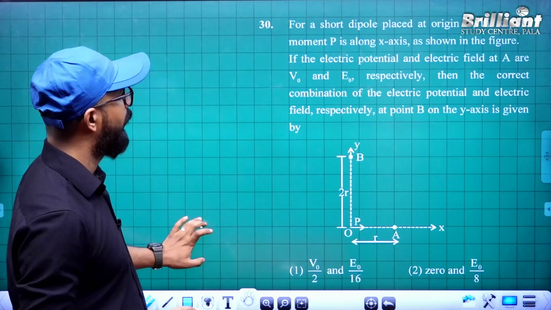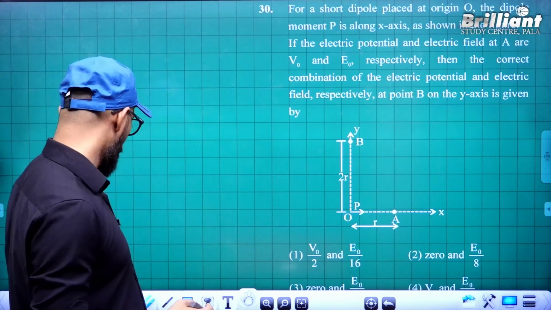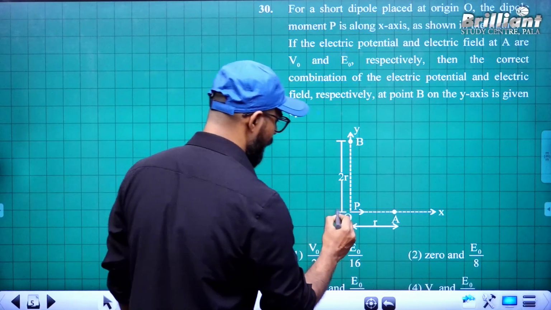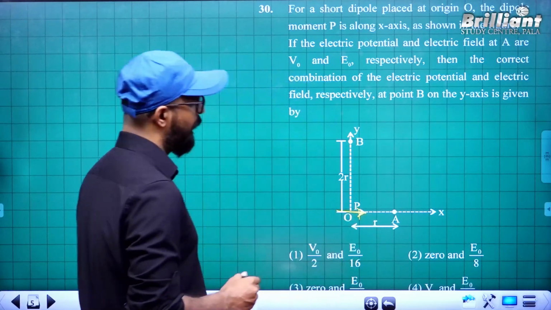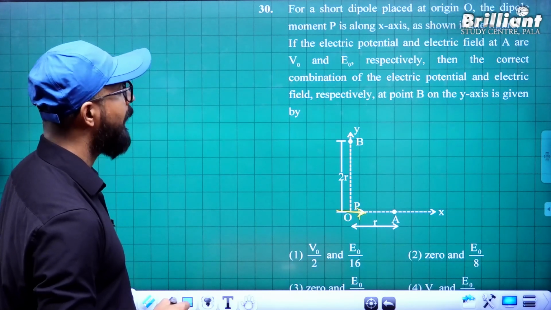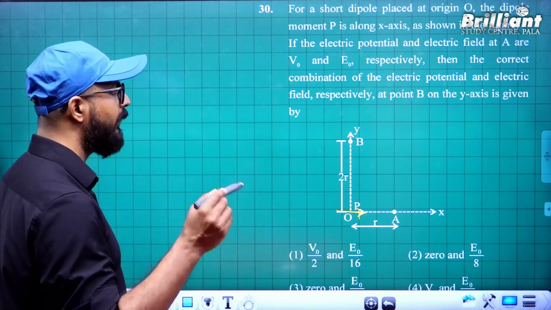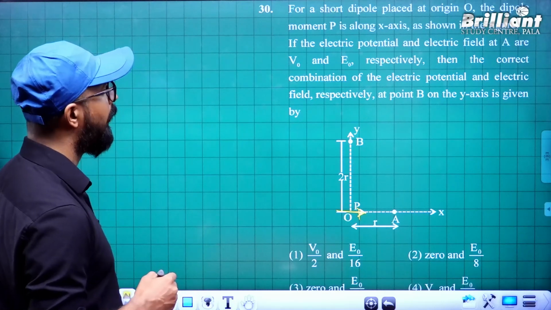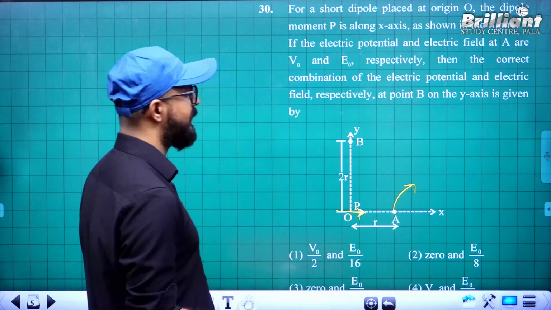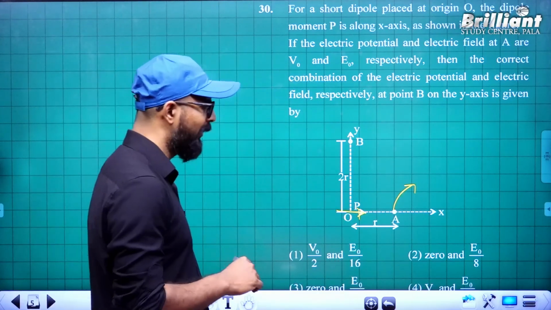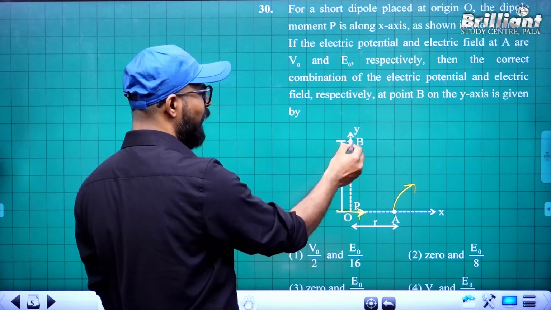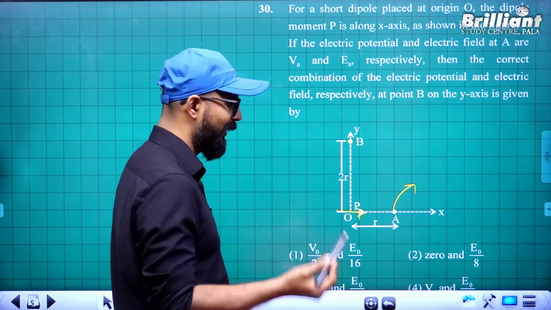Moving on. For a short dipole placed at origin, there is a dipole placed, direction is this way. If the electric potential and electric field at A are V0 and E0. Let's do one thing. As the question progresses, you can see that they are asking what the electric field and potential are at B. That's what the question is.